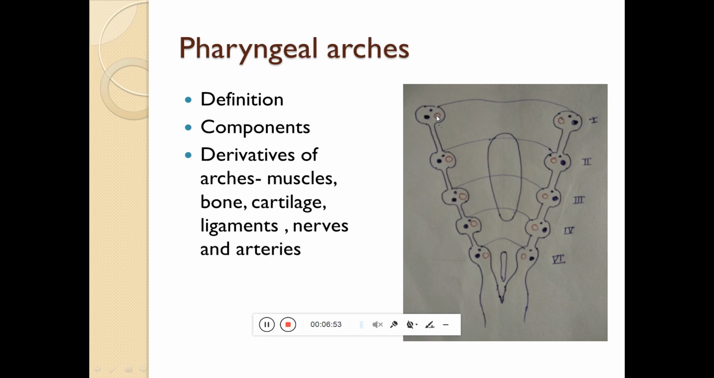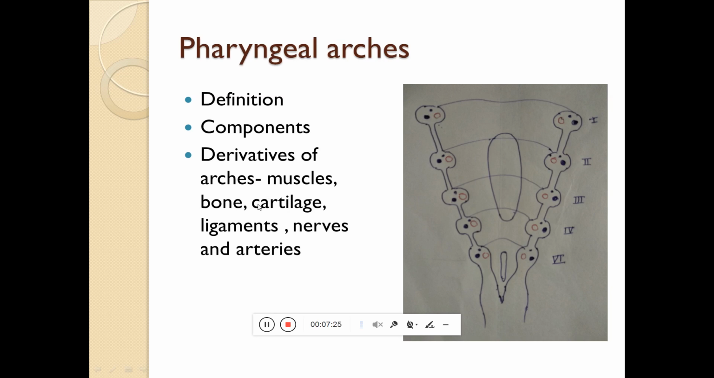Which muscles are supplied by the mandibular nerve? We know they are the muscles of mastication: temporalis, masseter, medial pterygoid and lateral pterygoid. They are the main muscles of mastication, and they are derivatives of the first arch. Apart from these, there are the mylohyoid, anterior belly of digastric, tensor veli palatini and tensor tympani. These muscles are also supplied by the mandibular nerve.